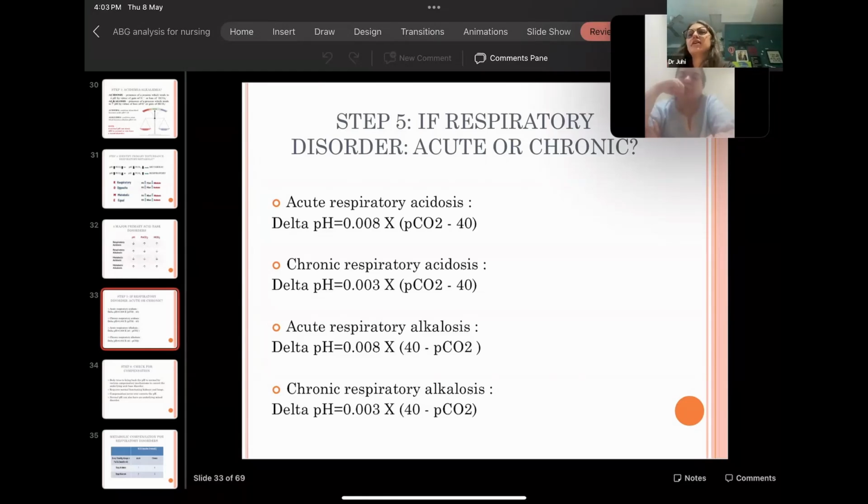If anion gap is also not happening, that will also be fine, but at least metabolic acidosis, respiratory acidosis, alkalosis, this much you should come to know.